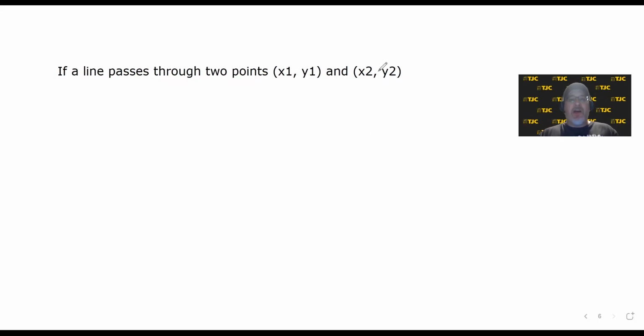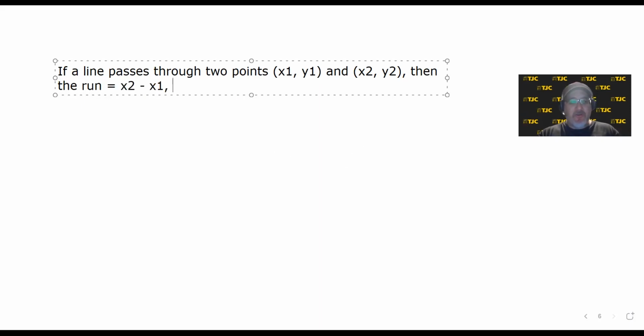But let's start with if a line passes through 2 points, x1, y1, and x2, y2. Then the run is equal to the second x minus the first x. The rise is equal to the second y minus the first y. Just remember, to find the rise, subtract the y's. That rhymes. To find the rise, subtract the y's. And then the other one is the x's. The run is the difference in the x's. The rise is the difference in the y's.